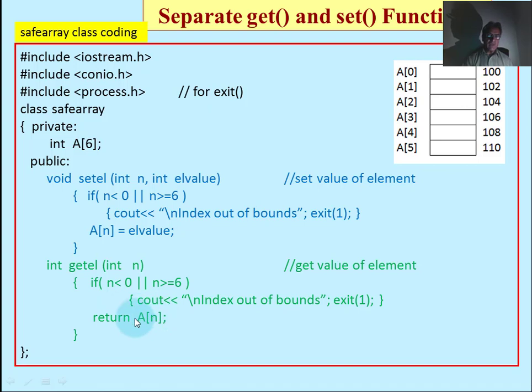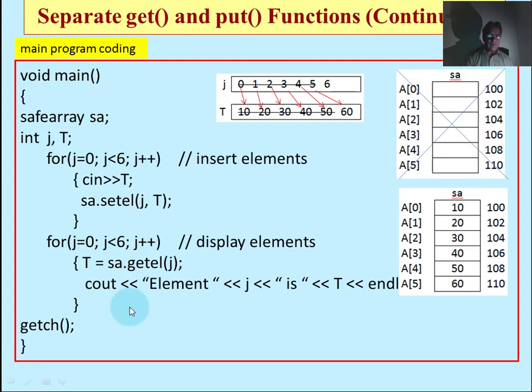A of 0 value will be returned, and this A of 0 value will come here. What is the value of A of 0? That is 10. 10 will come here. 10 will be stored at memory location t, and that t value will be displayed. Count element at location 0 is value of 10, and then j will be incremented, and it will become 1. 1 is less than 6, yes. 1 will be checked from the get element whether 1 is within the bound or out of bound.